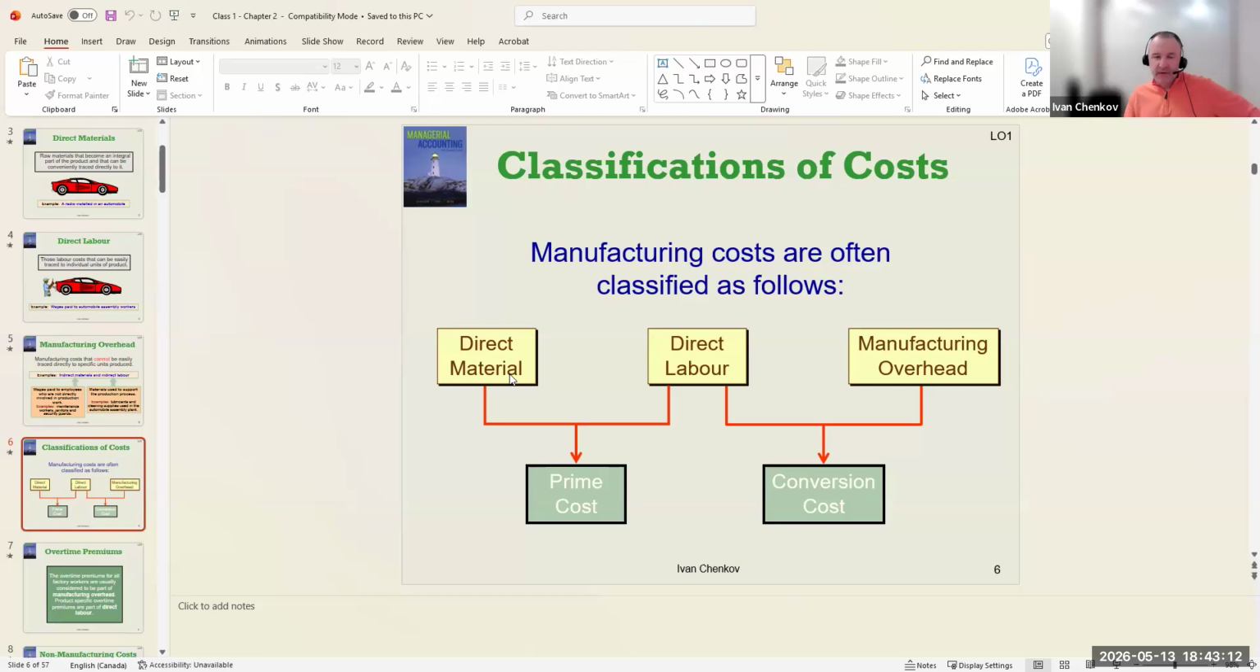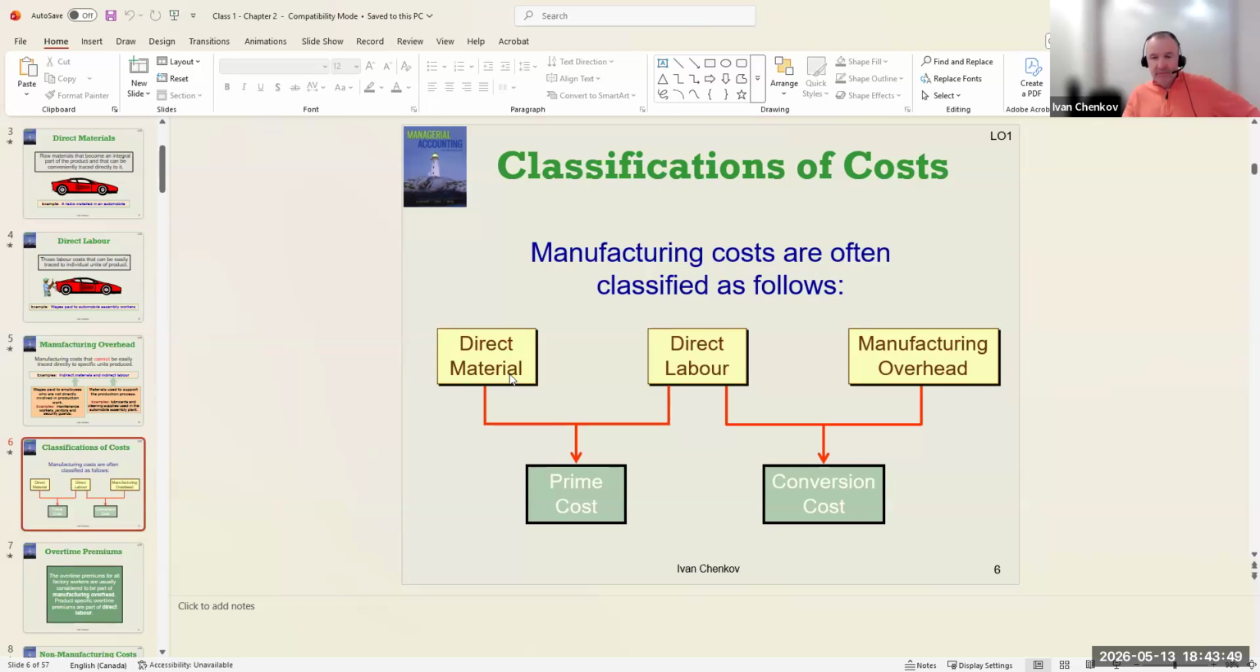Now let's do another classification, which will be direct material and direct labor. We're going to call it prime cost. Prime, as you're probably guessing from the Latin word prime, means first. So those will be the costs that come first in the product. Direct material definitely comes first, direct labor comes second, but it's still in the category of coming first. So that's why direct material and direct labor are always going to be called prime cost.